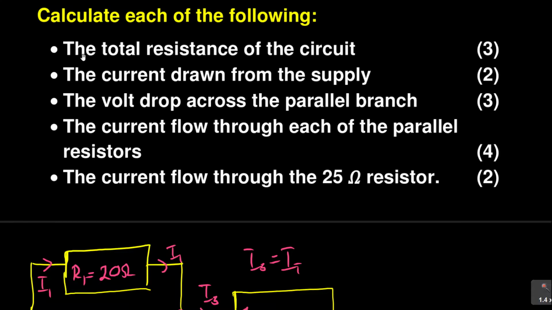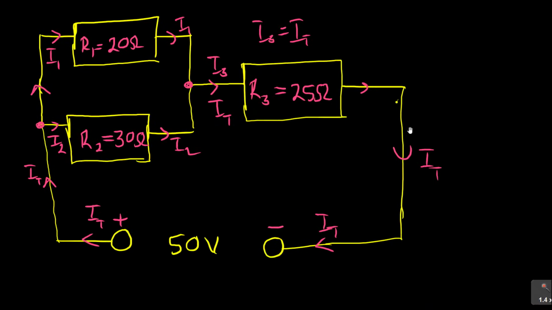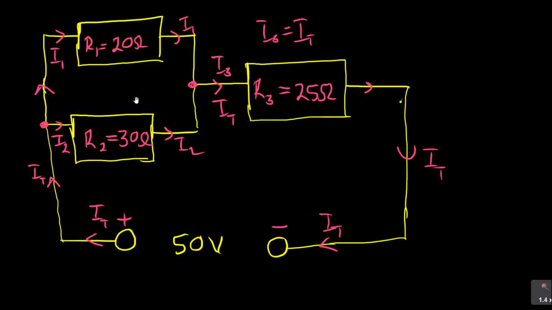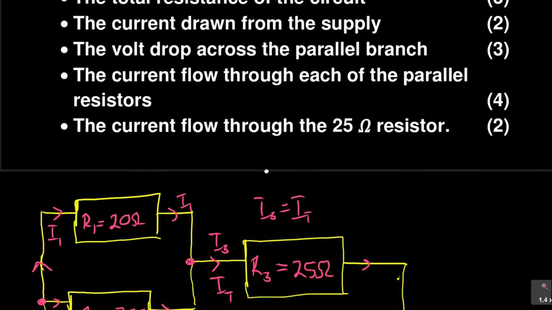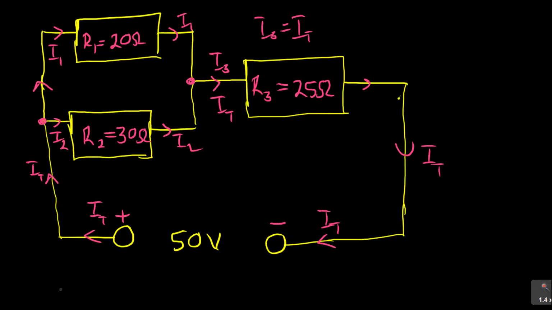The first part says we need to calculate the total resistance of the circuit. This is 3 marks. To find the total resistance here, which is your RT of the whole circuit, you cannot do that until you solve the parallel combination first.